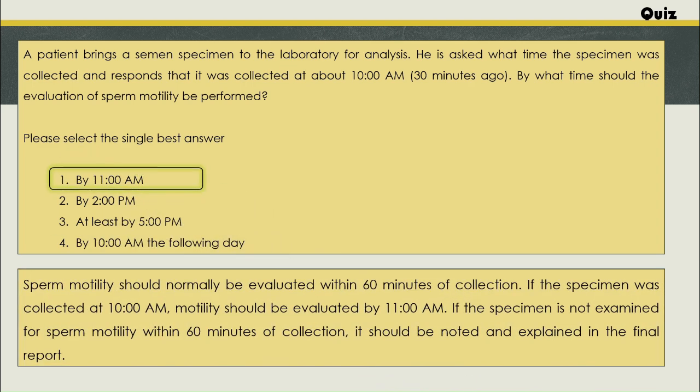The correct answer. Sperm motility should normally be evaluated within 60 minutes of collection. If the specimen was collected at 10 a.m., motility should be evaluated by 11 a.m. If the specimen is not examined for sperm motility within 60 minutes of collection, it should be noted and explained in the final report.